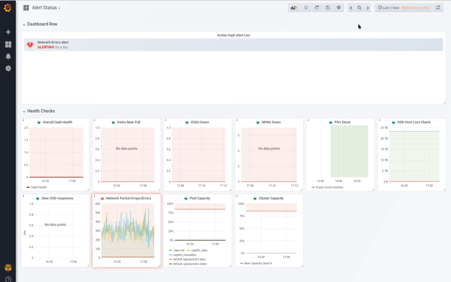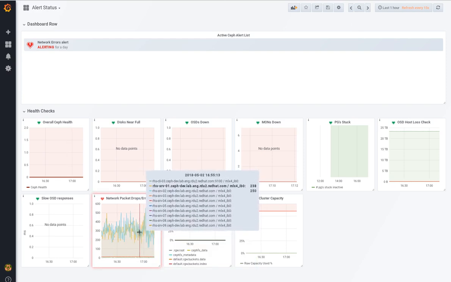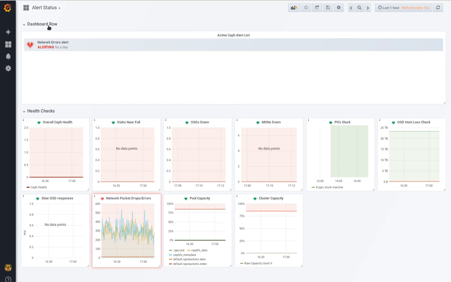But these are the out-of-the-box alerts you can see. And you can see that right now I'm triggering on packet drops. So I've got interfaces, because I'm using IP over IB in this environment, which are doing some packet drops for some reason. So there's my problem. So that's it for alert status.